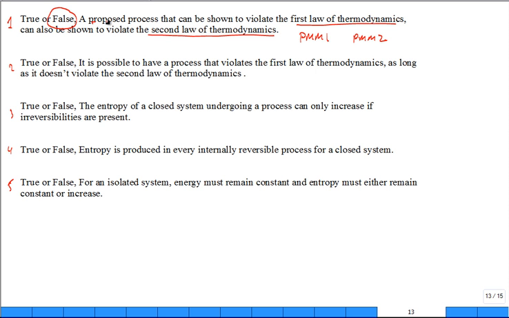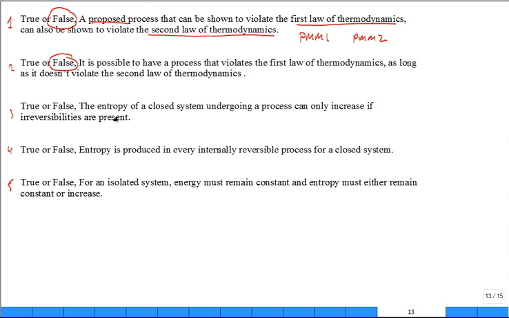Right? So you have a proposed process. I guess, right. Okay. It is possible to have a process that violates the first law of thermodynamics as long as it doesn't violate the second law of thermodynamics. I think I want to take back my true. Right? It is possible to have a process that violates the first law as long as it doesn't violate the second law. No. I mean, if it violates the first law, it's not a good process. It's not going to happen.